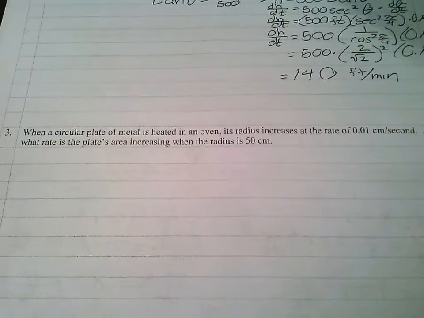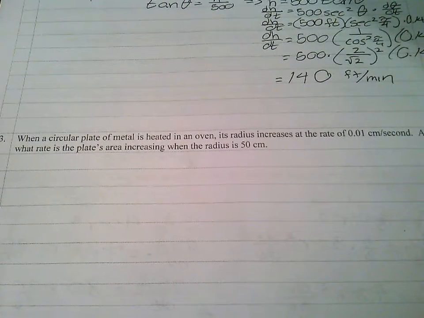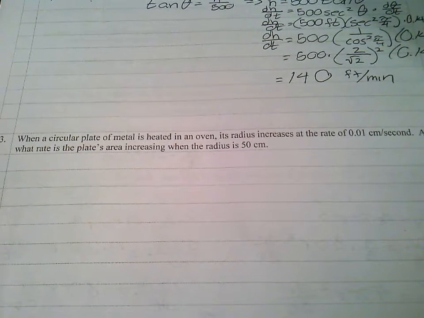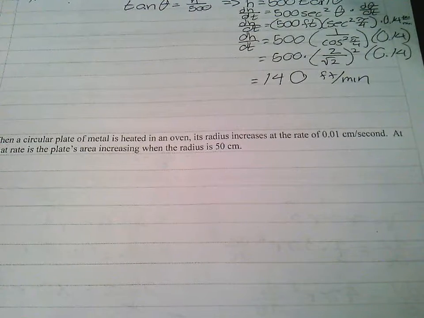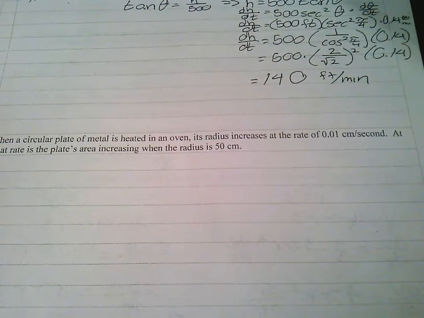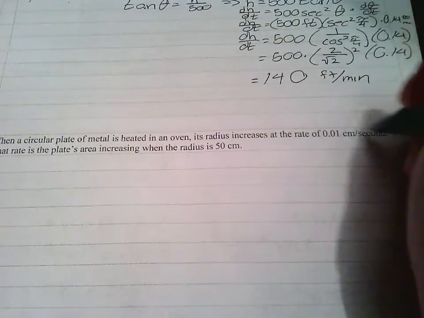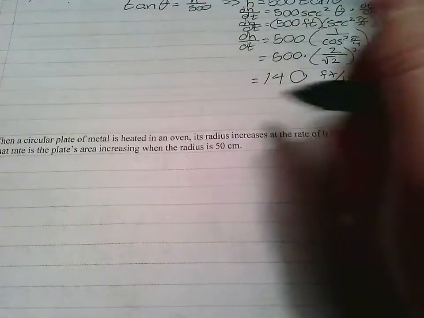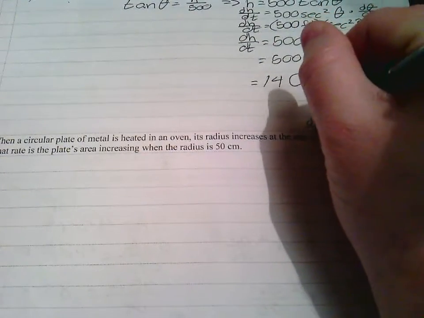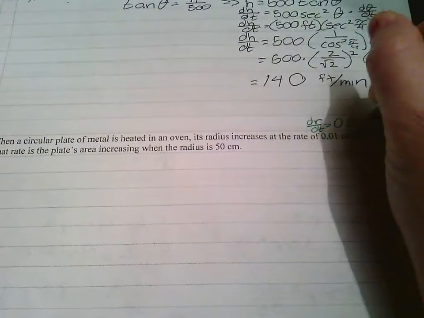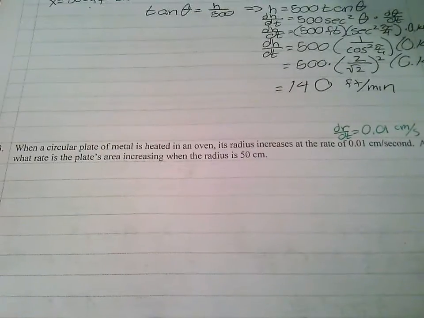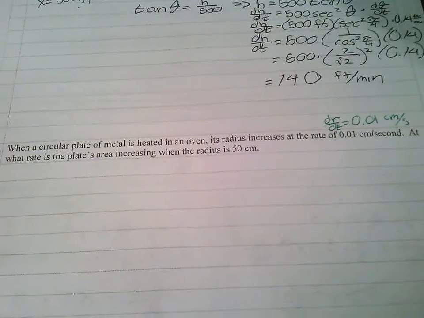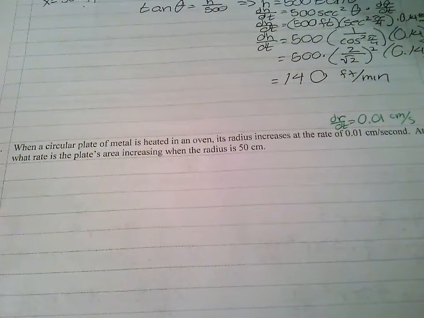When a circular plate of metal is heated in an oven, its radius increases at a rate of 0.01 centimeters per second. Okay, so you see a radius, it's a rate, so that's going to be dr over dt, and it's going to be positive 0.01 centimeters per second because it's increasing. At what rate is the plate's area increasing when the radius is 50 centimeters? Okay, so we get a circular plate, we got dr over dt, and we got a radius of 50 centimeters. Well, it's wanting area.